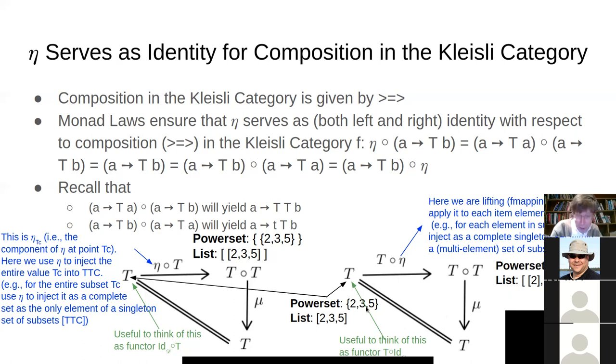Same thing with this one, right? With the set, we inject 2 to become a singleton set, 3 to become a singleton set, 5 to become a singleton set. And we get out a list of singleton sets. Here we've lifted eta. Over here, we didn't lift eta. Over here, we applied eta to the whole stinking list, the whole 235 as a whole. And we got out a list of just the list 235.